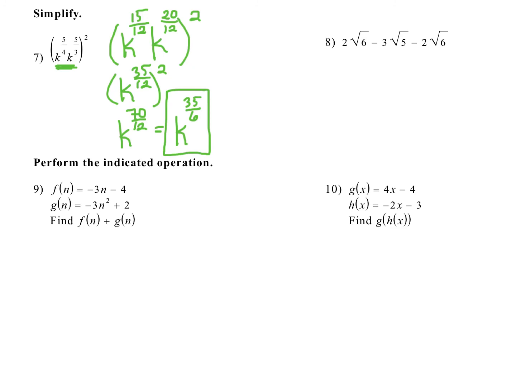For number 8, now we're simplifying radicals. Now we notice that we can only combine like terms here, and since we only have a radical 6 here and a radical 6 here, and that's 2 radical 6 minus 2 radical 6, those are just going to cancel out and go to 0, and all I'm going to be left with is negative 3 radical 5.